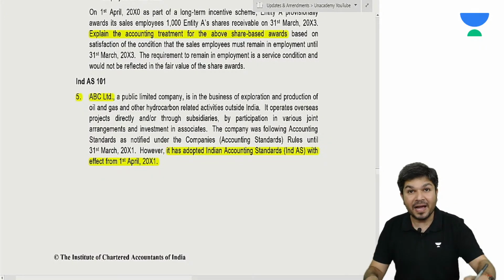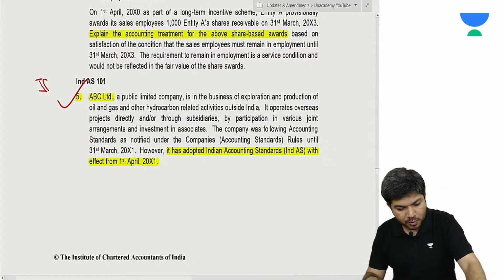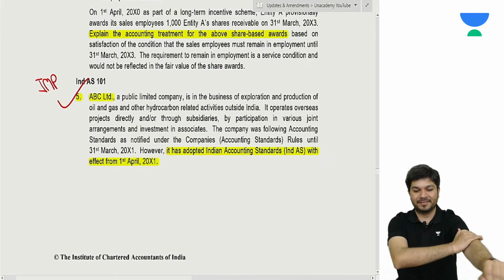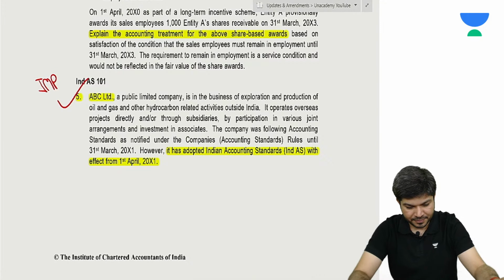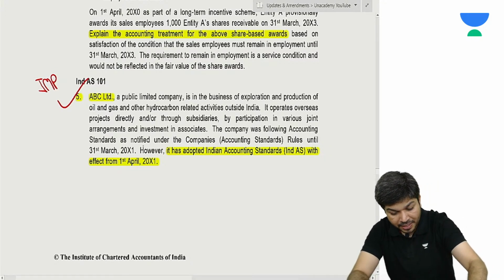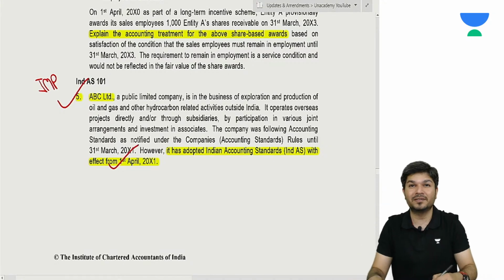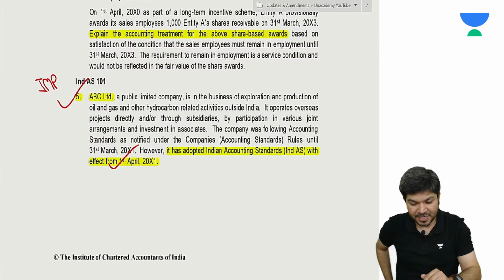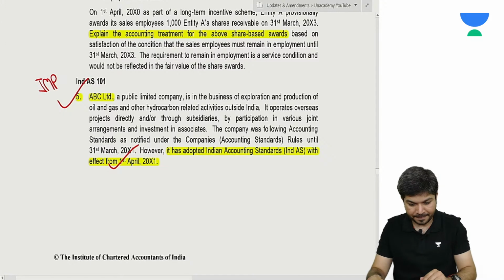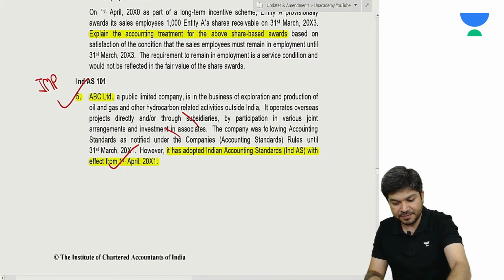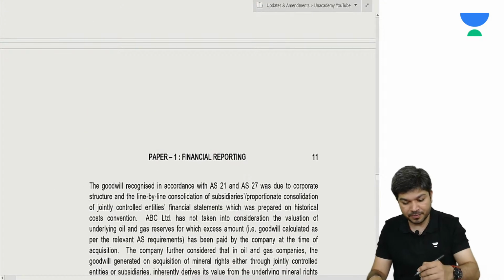Okay, question number 5 is important. So till now question 2 was important. Now question number 5 is important. Okay, you have adopted Ind AS from 1st April 01. So can I say this is the first time adoption? Yes, a first time adoption. Okay. And you have some subsidiaries, associates, JV, all that things are there.